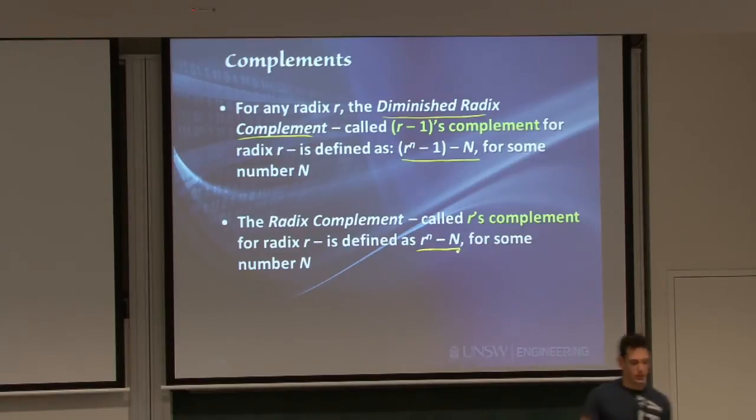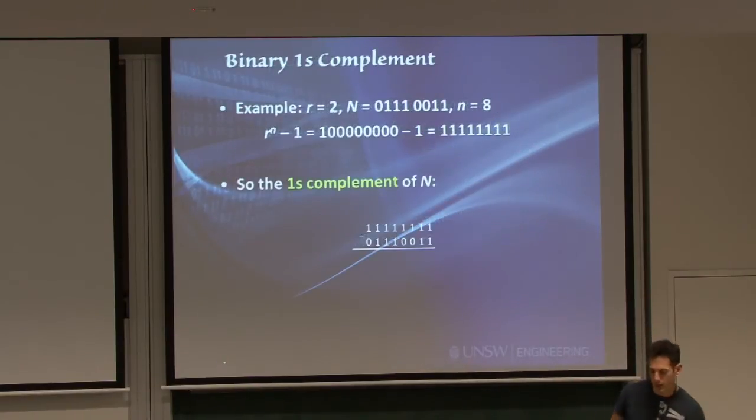But because we usually work in base 2, in binary, these two things will become 1's complement and 2's complement, respectively. And these are the concepts, the 1's complement and the 2's complement, that we'll be using most. Now let me give you examples of how we come up with the 1's complement and the 2's complement.